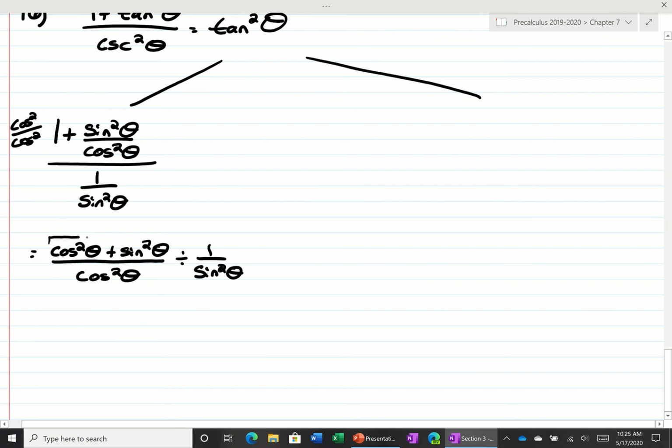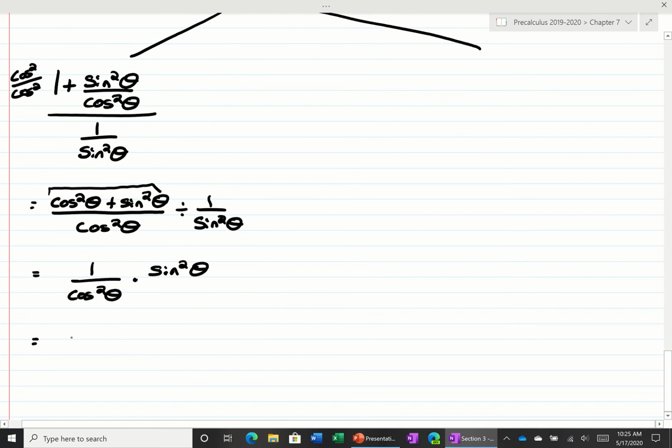Well, what is cosine squared plus sine squared? Using the Pythagorean identity, that's 1. And when you keep, change, flip, multiply by the reciprocal, you get sine squared of theta over cosine squared of theta, which is just tangent squared of theta, which is what we wanted.